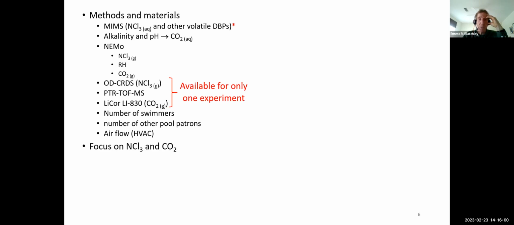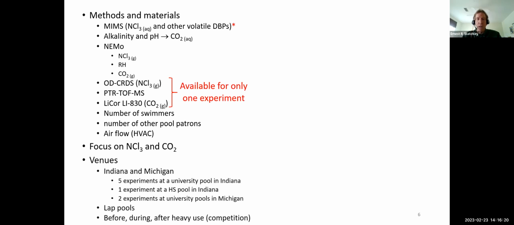Now, our focus was on trichloramine and carbon dioxide. Trichloramine for reasons that I've already described in terms of its characteristics, largely nuisance characteristics in swimming pools, and CO2 because, frankly, it's much easier and less expensive to measure, and it behaves in a manner that's similar, though not identical, to trichloramine.